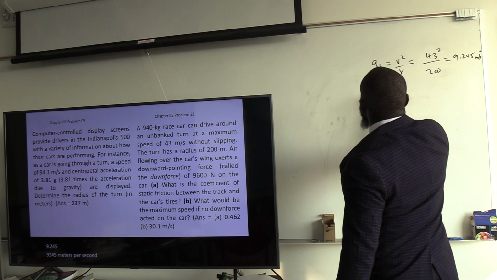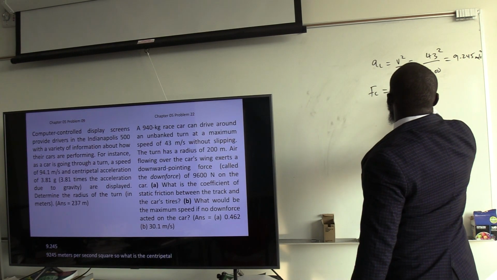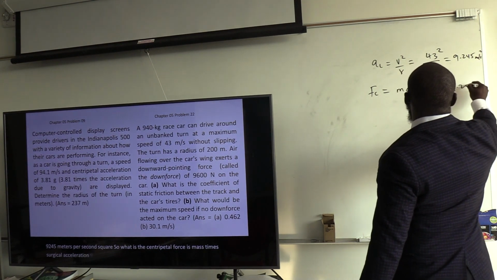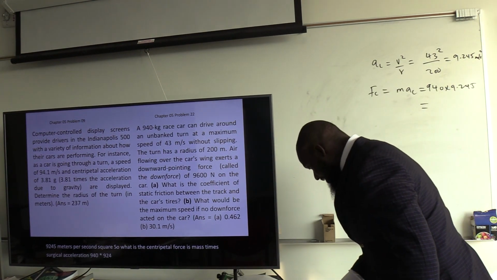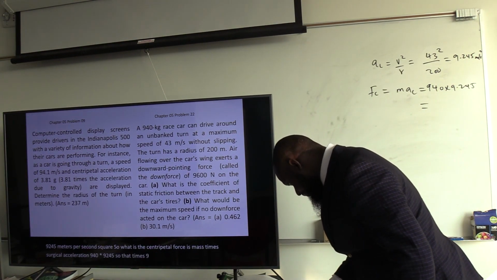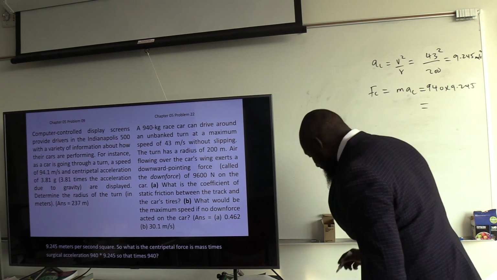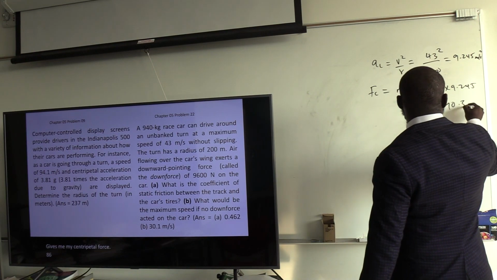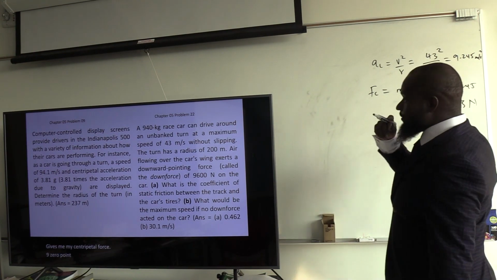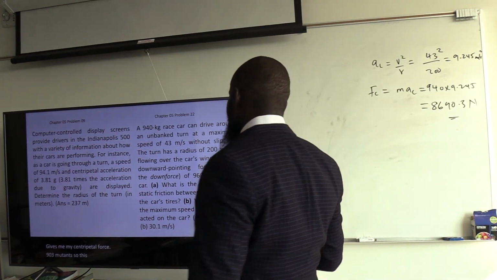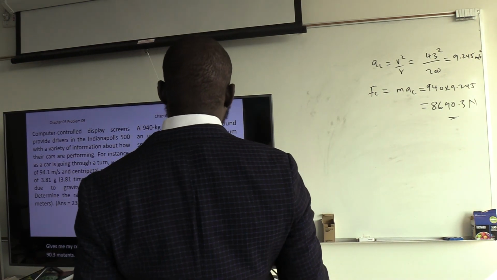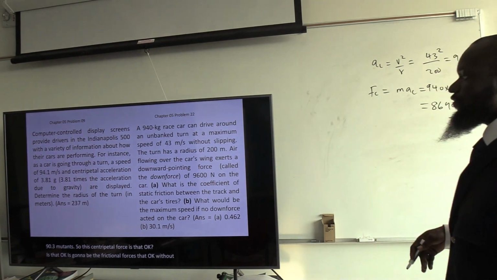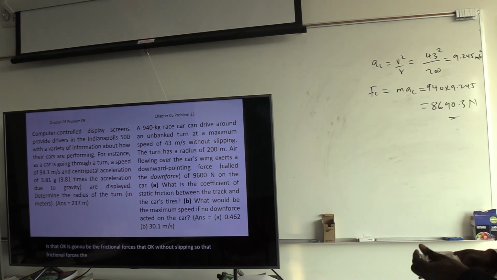So what is the centripetal force? It is mass times centripetal acceleration. 940 times 9.245 gives me my centripetal force, 8690.3 newtons. So this centripetal force, is that okay? Is going to be the frictional force. Is that okay? Without slipping. So that frictional force is the one producing that centripetal force.